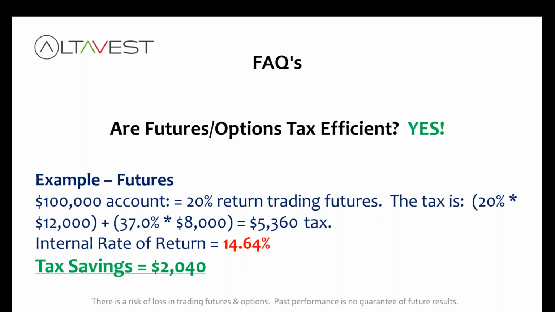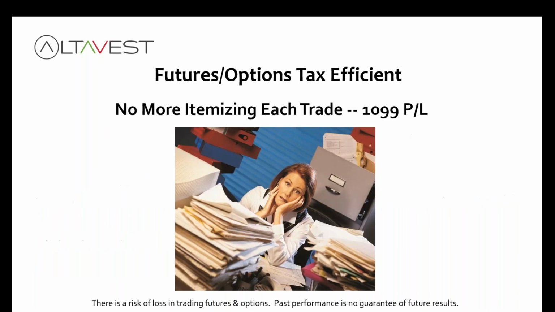It's IRS section code 1256, I believe. Is that what that is? That's what applies, because you have the 60-40 treatment of your gains. So 60% of the gains are treated as capital gains, which are taxed at a much lower rate than personal rates. So no more itemizing as well. That's a huge advantage. Everything is simple with just one number at the end of the year for your 1099.